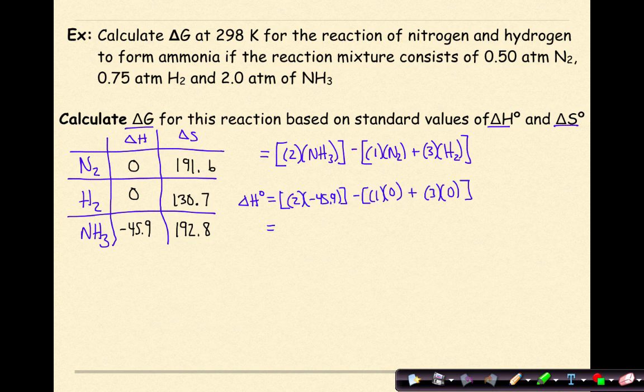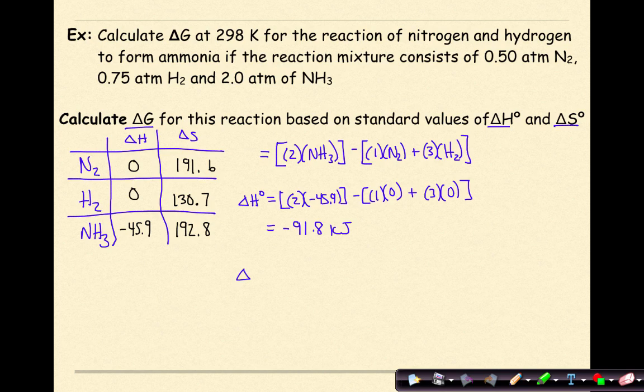Looking at my work, I am starting out with 2 moles of ammonia, which has a delta H value of negative 45.9, minus 1 mole of my nitrogen, but we know that the values for the nitrogen and hydrogen, because they are elements, are going to be 0. So my calculated value for delta H at the standard state is going to be negative 91.8 kilojoules, because all of these are represented in kilojoules.